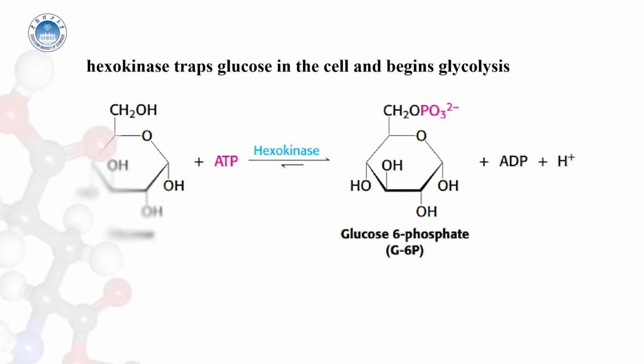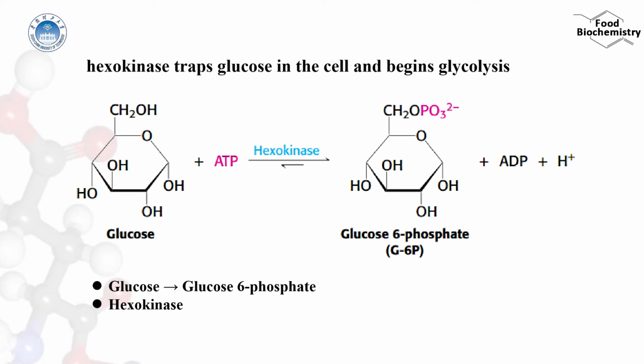Firstly, glucose enters the cells through specific transport proteins and has one principal fate. Glucose is phosphorylated by ATP to form glucose 6-phosphate. The transfer of this phosphoryl group from ATP to the hydroxyl group on carbon 6 of glucose is catalyzed by hexokinase.